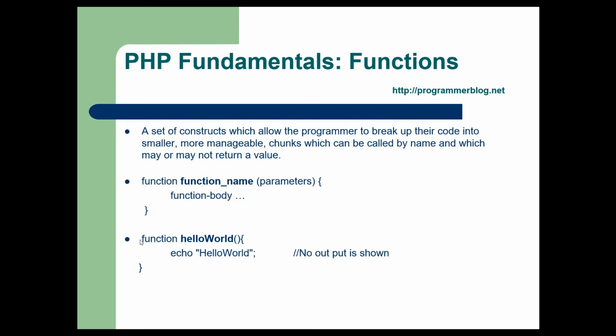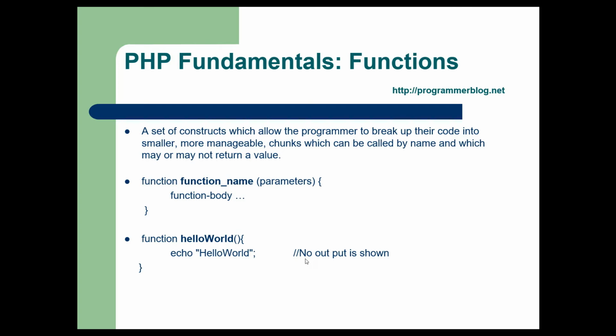An example function is created over here. function helloWorld. helloWorld is the name of the function. Then we have parentheses, and then inside these braces we have one statement that is saying echo hello world. Now no output will be shown for this function until we call this function.